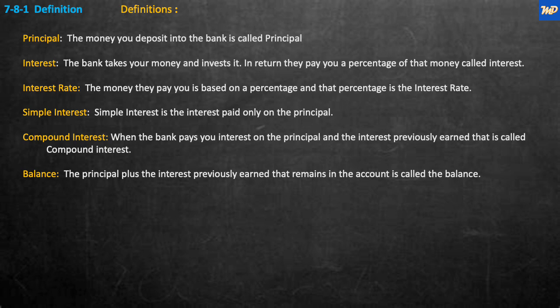Simple interest. Simple interest is the interest paid only on the principal. Compound interest. When the bank pays you interest on the principal and the interest previously earned, that is called compound interest. The balance. The principal plus the interest previously earned that remains in the account is called the balance.